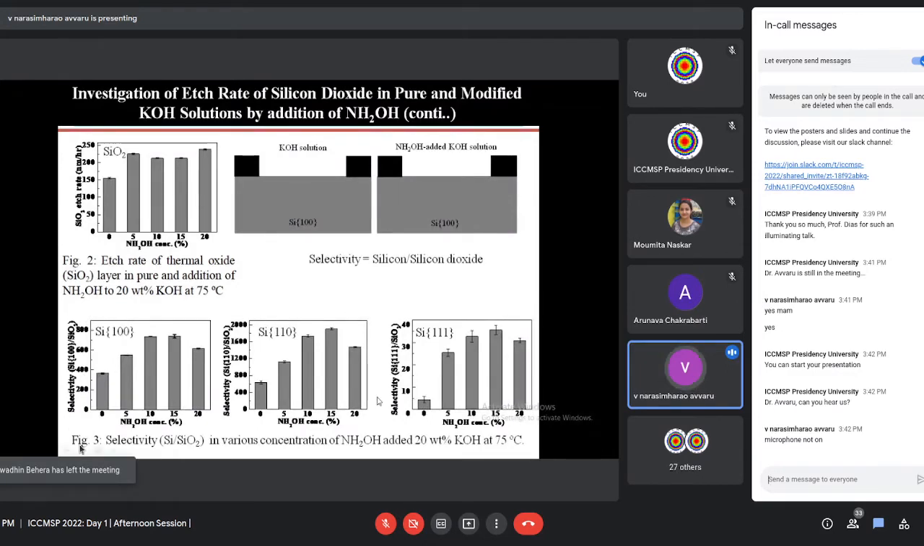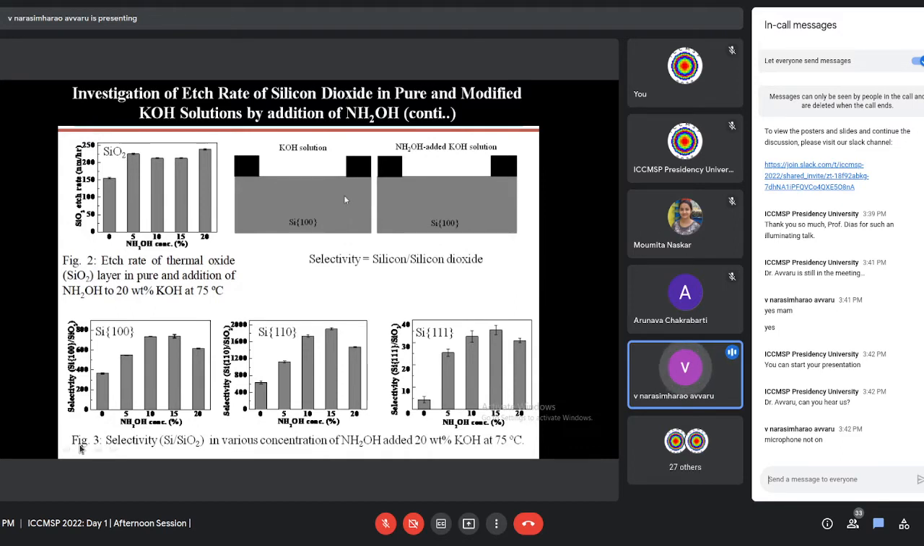This graph shows selectivity between silicon and silicon dioxide. Selectivity is increasing with increasing NH2OH concentration. At 15%, we get double the selectivity compared to pure solution. Selectivity is very important.